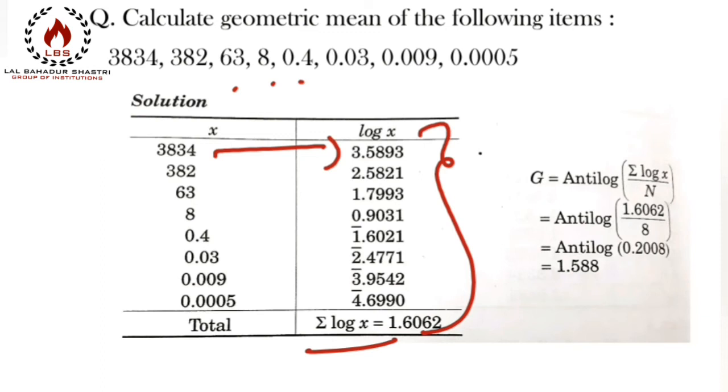So sigma log x, that is 1.602, divided by 8, that is 0.008. And we have to find the anti-log of this value. So anti-log will be 1.588, and this is our geometric mean. It is a bit lengthy process, but in the exam you will get only 5 to 6 values, and you will also get a log table there. So it is not a big deal.